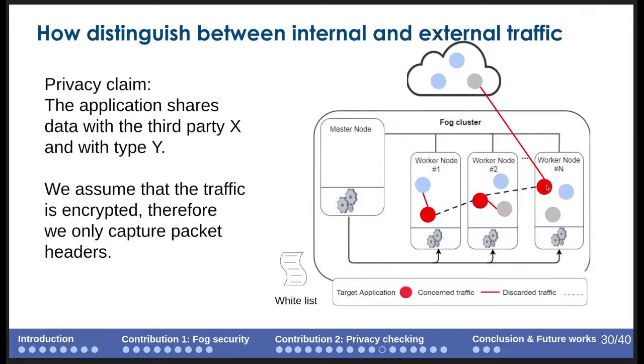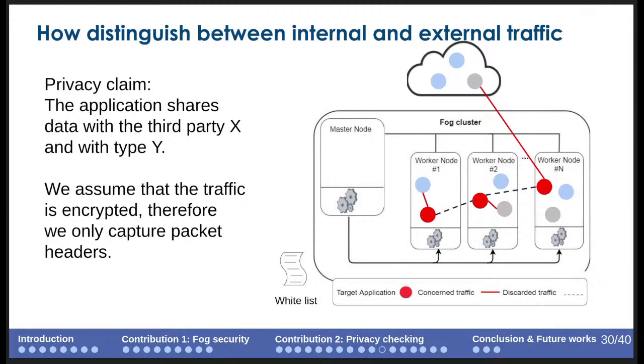but the traffic that is shared between our application and the rest of the world is our concern. With the information that we get from the orchestrator, we build a whitelist, and using this whitelist, we distinguish the internal and external network traffic, and we capture the external network traffic. As today most applications encrypt their network traffic, we assume all the applications' network traffic is encrypted. Therefore, we are only capturing the headers of the network traffic.